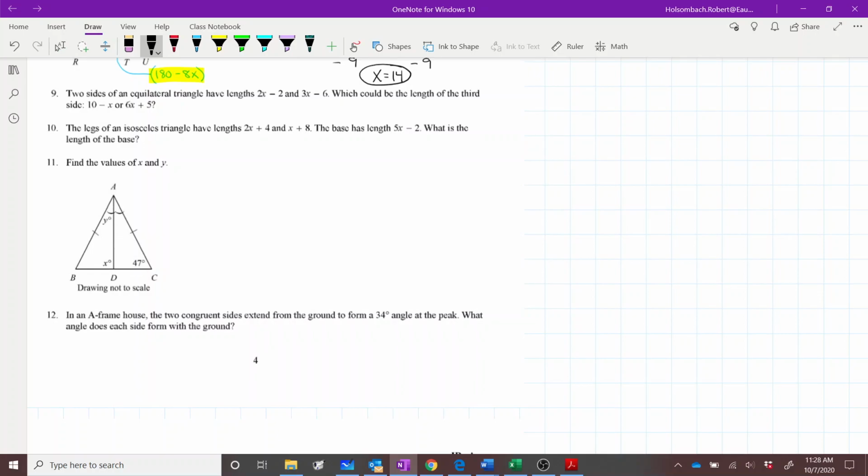Alright, number 9, two sides of an equilateral triangle. So we've got an equilateral triangle where all the sides are the same. Two sides of an equilateral triangle have lengths of 2x minus 2 and 3x minus 6. Which could be the length of the third side? They're asking if this third side is 10 minus x, or is it 6x plus 5?